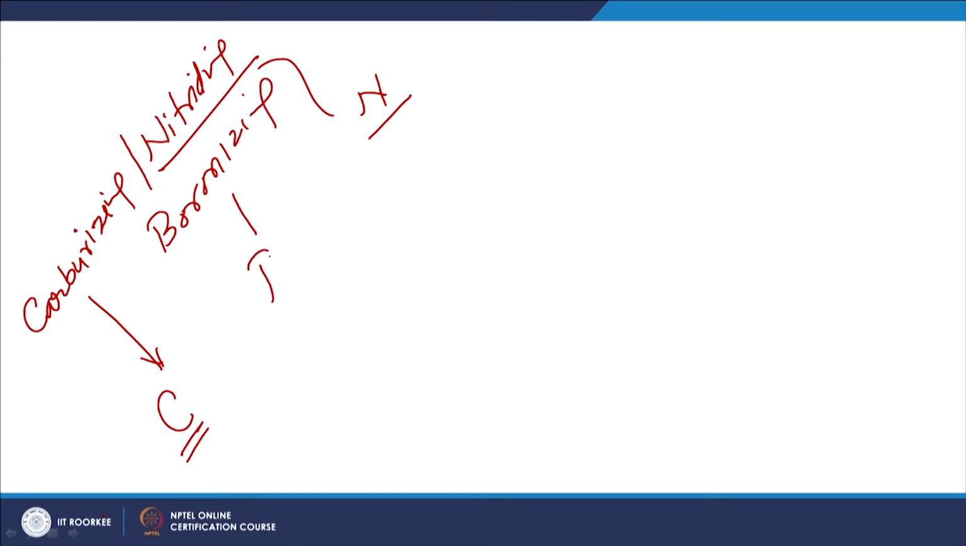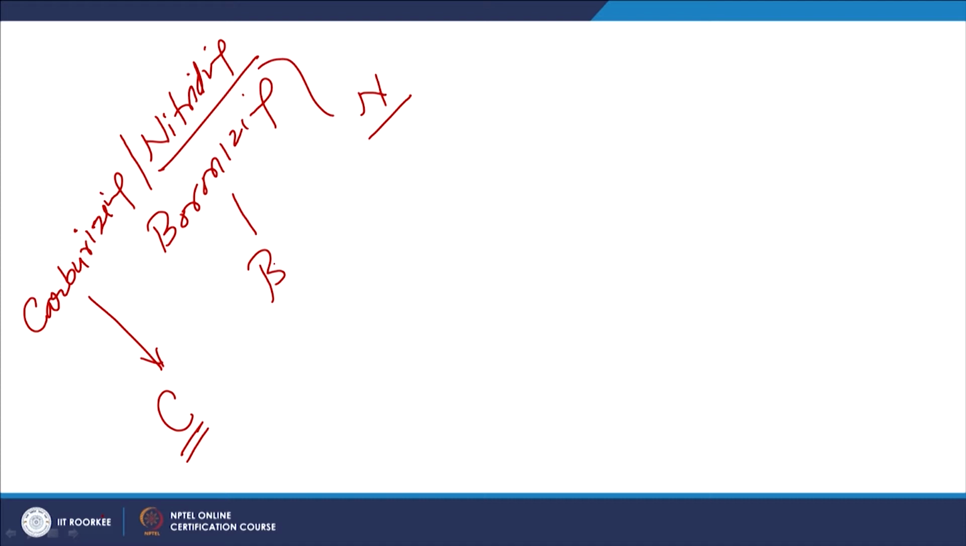So, the main methods for surface modification by changing the surface chemistry include carburizing, nitriding, boronizing. In carburizing, the carbon content at the surface layer is increased, in nitriding the nitrogen concentration is increased, while in boronizing the boron content near surface layers is improved.